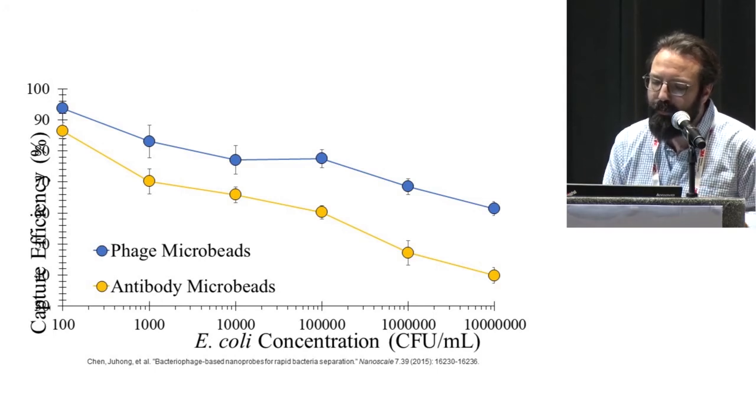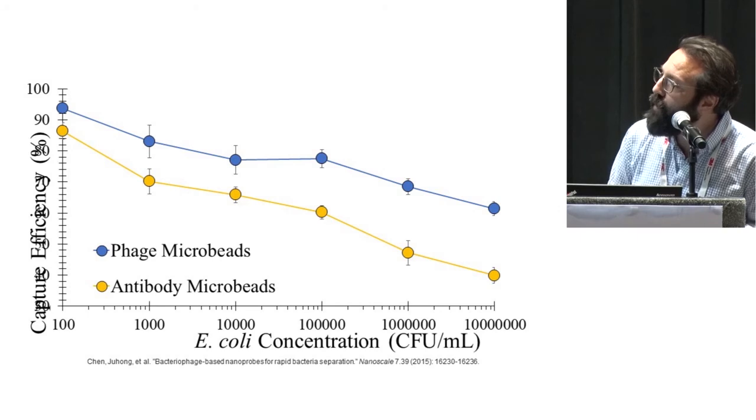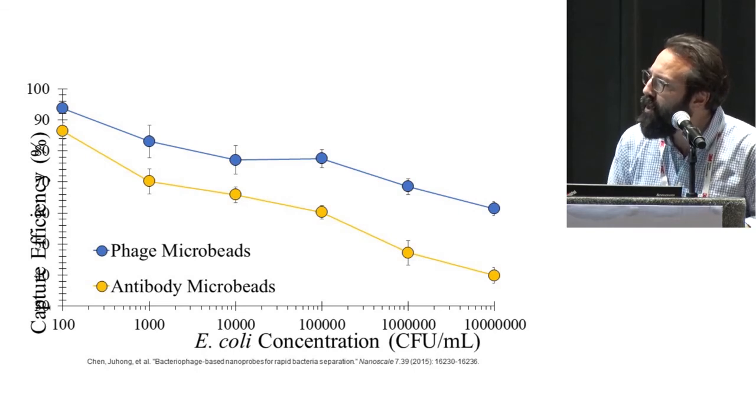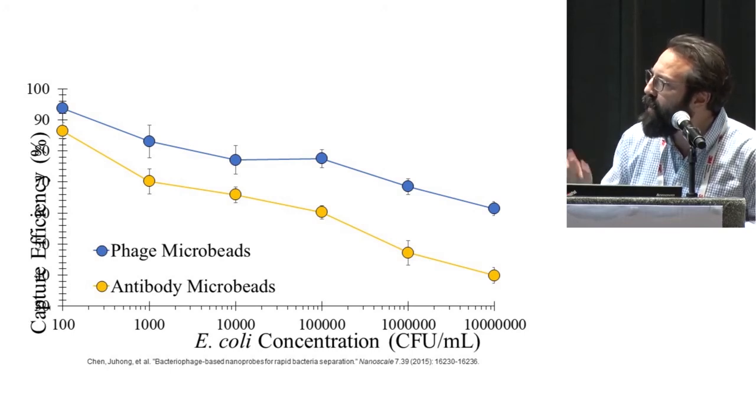And talking about how this compares to immunomagnetic separation, you can see here with the microbeads, phage-based microbeads showed improved capture efficiency over antibodies. I don't have the slide here, but when we looked at the nanobeads, they were at parity with one another. But there's some potential for improvement over traditional systems.